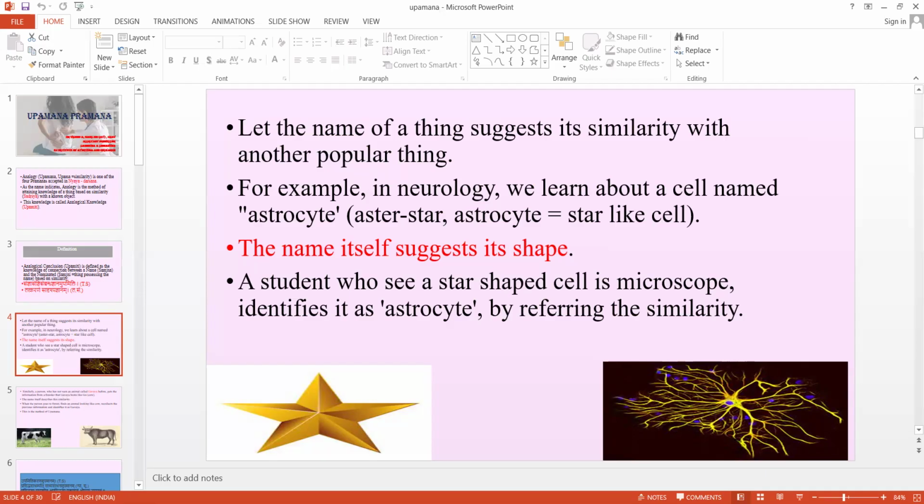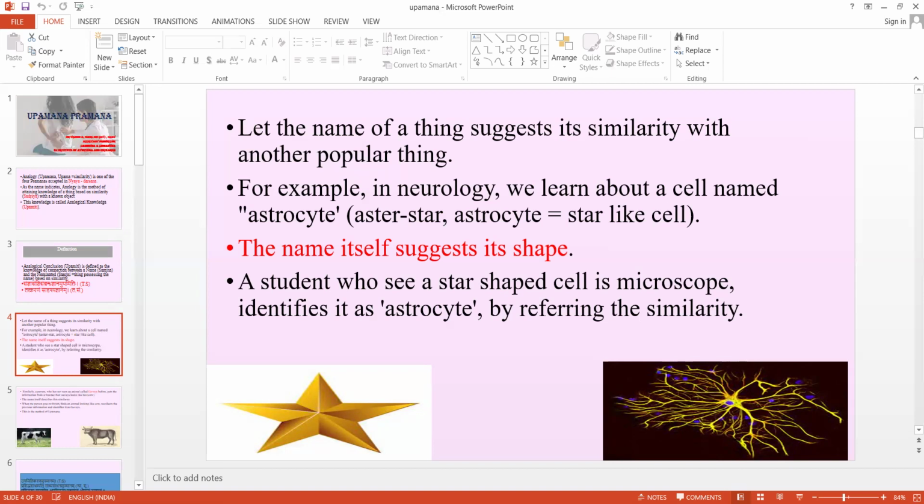So we can consider, in a practical examination class, one person who got to see a star-shaped cell in the microscope. Actually, he had the knowledge of astrocytes and dendrocytes; these are the cells in the brain. We know astrocyte: aster means star, cyte means cell. So star-like cells are called astrocytes. You know only that knowledge.